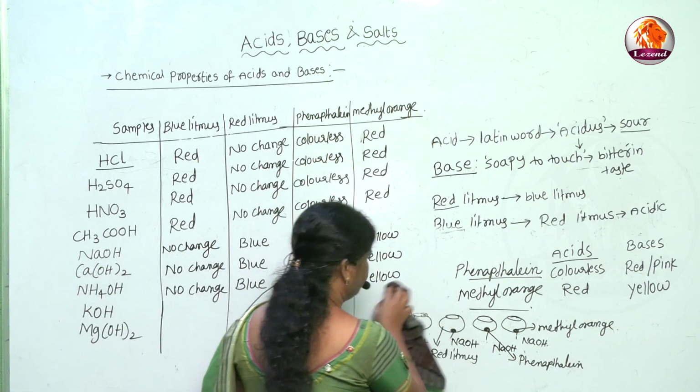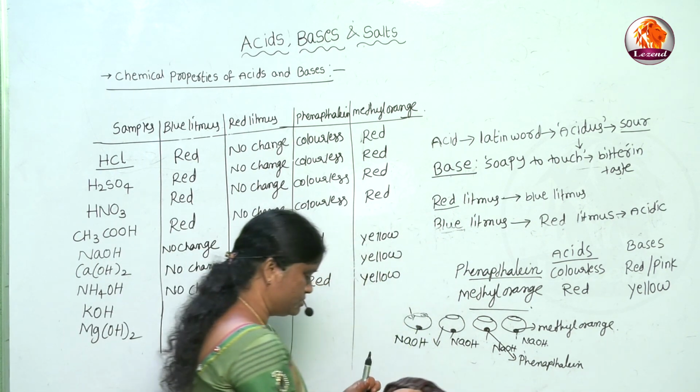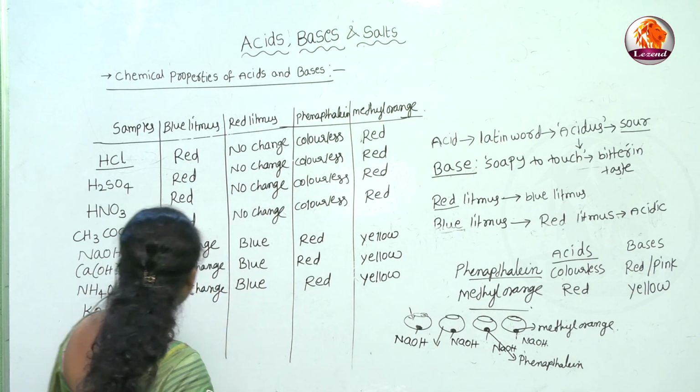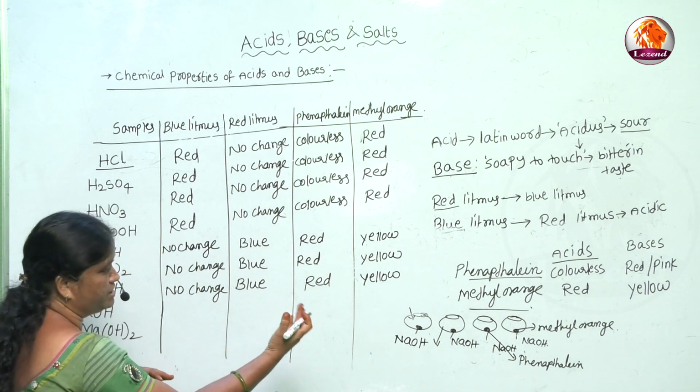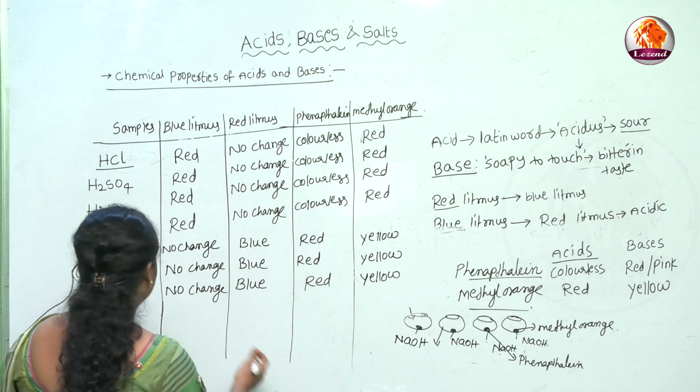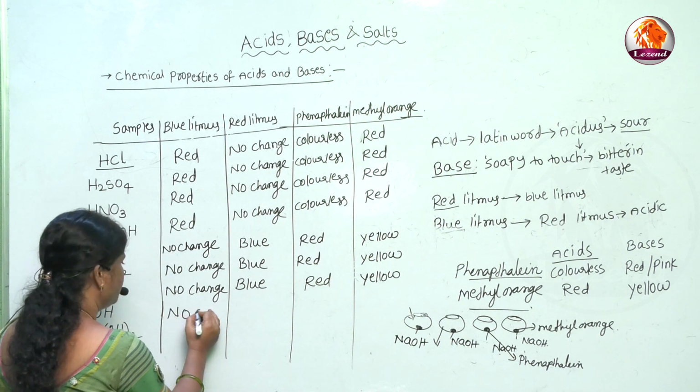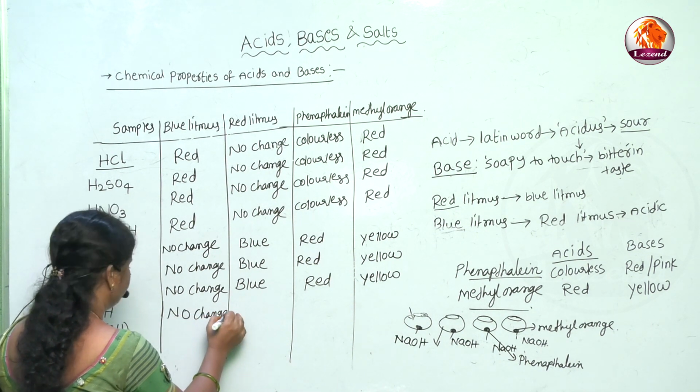So like this we have to observe every time the solutions like ammonium hydroxide, potassium hydroxide, and every time the change in colors we have to note down in the table. So potassium hydroxide, ammonium hydroxide also we have to observe the same changes.